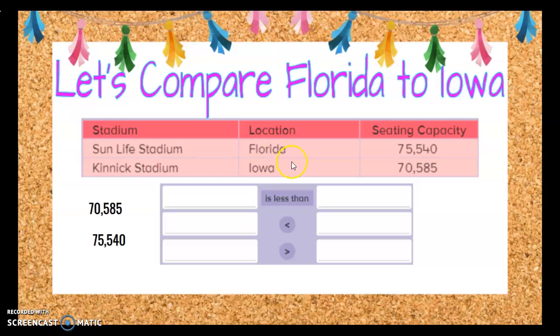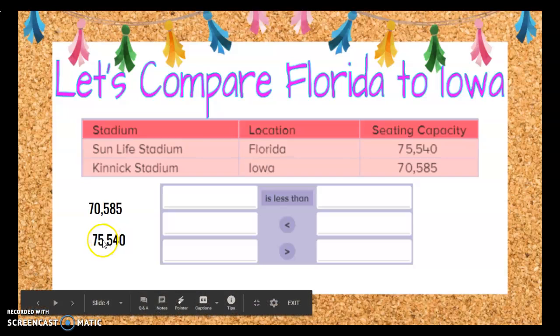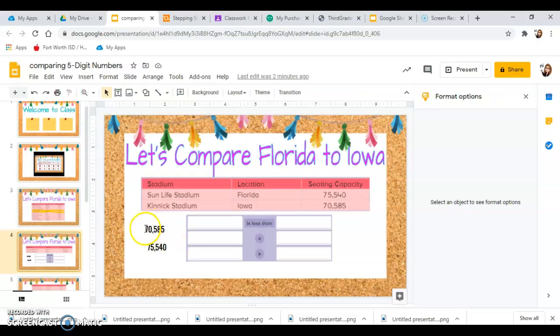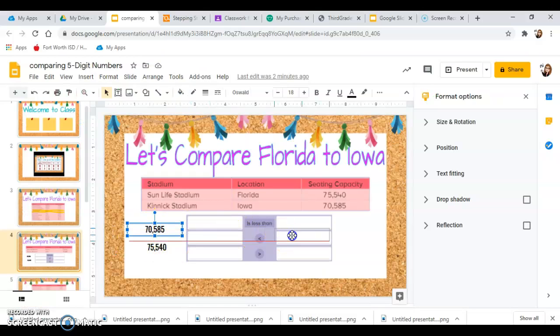Here's a closer look at the two. So remember, we're comparing the numbers 75,540 to 70,585. So let's use our rule. First, we're going to look at the largest place value. We're going to have to line up our numbers in order to do that. So I'm going to move one of them over here, because remember, we have multiples. And I want to line them up so that they're exactly the same and underneath each other.